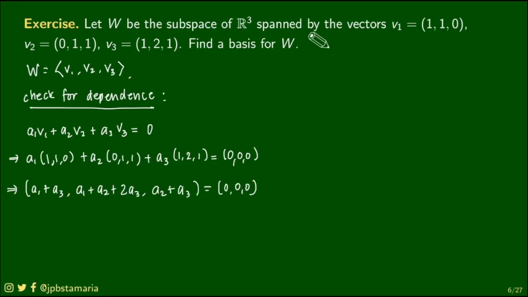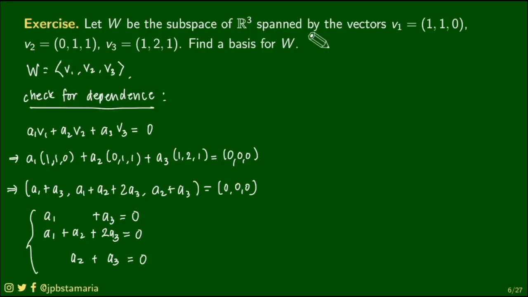We get the following vector equation. Equating corresponding coordinates, we get the following linear system. Take note that the resulting linear system is a homogeneous linear system. So there are only two cases. Either you only get a trivial solution, which translates to linear independence, or you get a non-trivial solution, in which case that's linear dependence. To know whether there is a non-trivial solution or not, we proceed by performing the Gauss-Jordan algorithm.